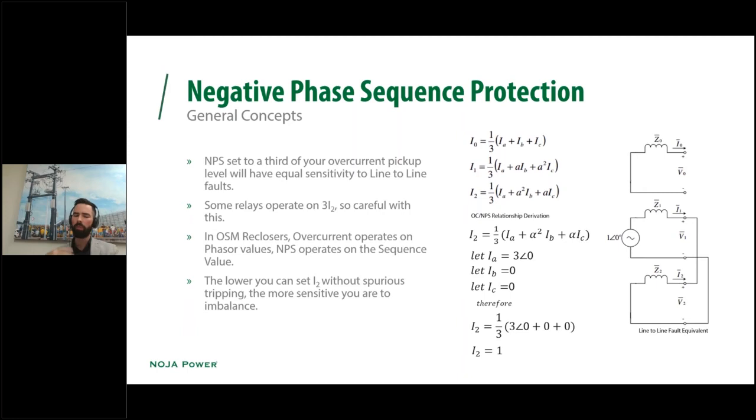In our equipment, with the OSM recloser system or the GMK underground cable protection devices, we take the sequence component for NPS, but overcurrent itself works on just the phase values that you see.